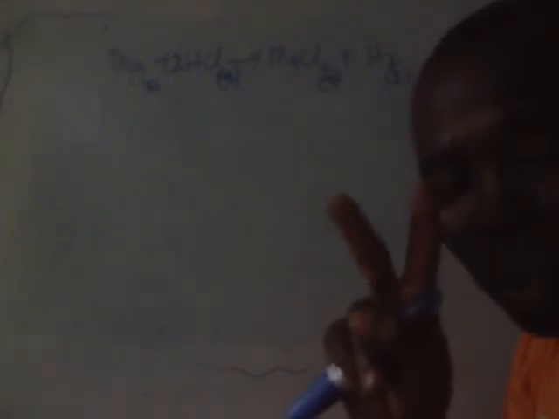Now you can put the states. This is a solid, this is aqueous, this is aqueous, and this is a gas. Aqueous means in solution form. So it's balanced this way. Now, how many grams of hydrogen gas will be liberated when 6 grams of magnesium ribbon dissolves in hydrochloric acid? Calculation in chemistry has to do with comparing two chemical substances.